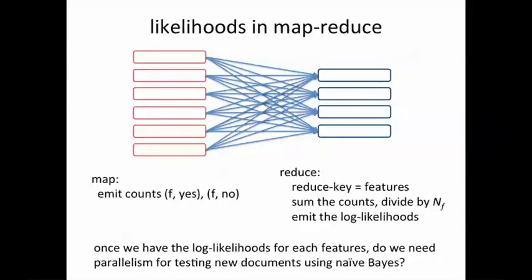Notice that once we have the log likelihoods for each feature, do we really need parallelism for testing new documents or new objects using the naive Bayes classifier? Think about it. Is that computation really that large as to require parallel computing? Well, we've seen a number of examples of MapReduce. Admittedly, the last few have been covered rather quickly. Please review the material so that you understand it, and discuss it if you don't in the forum.